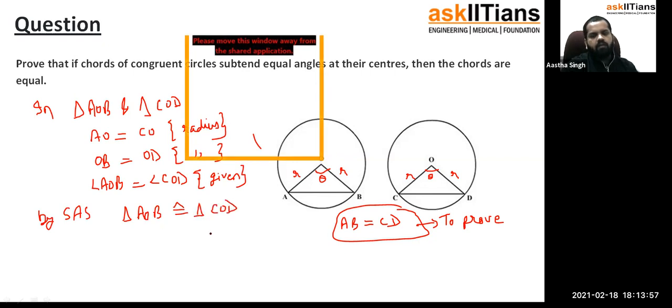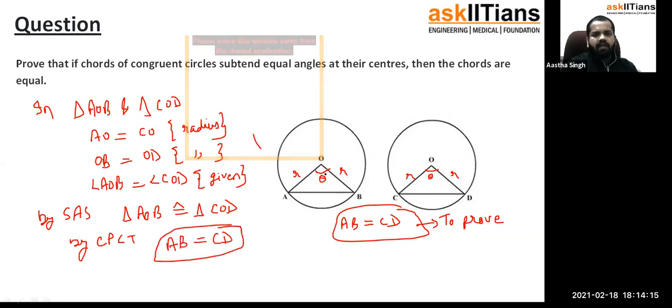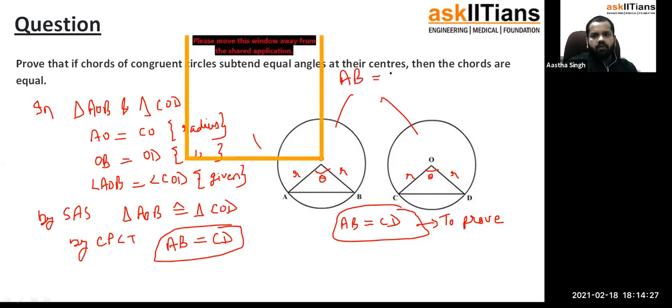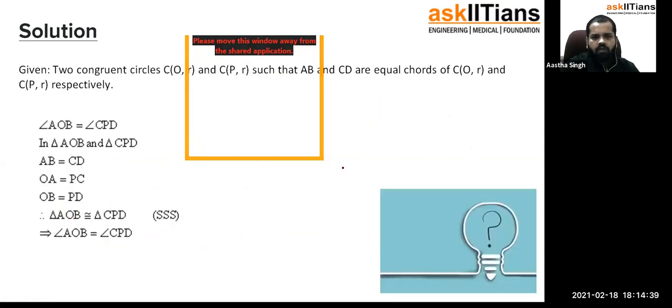If these triangles are congruent, then by CPCT, corresponding parts of congruent triangles, AB will be equal to CD, right? Guys, this is just a question, and also take it as a theorem. Whenever two congruent circles subtend equal angle at the center, then the chords must be equal. AB must be equal to CD, right? Also, you know that if radius is same and it is subtending an equal angle, then the chord must be same. I think the point is very much clear to you all, right? We'll move forward. This is the base.